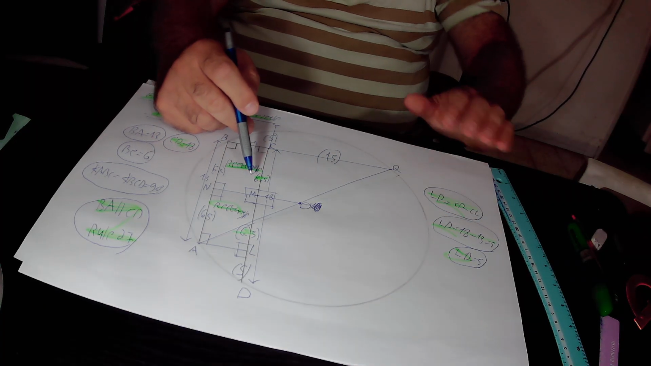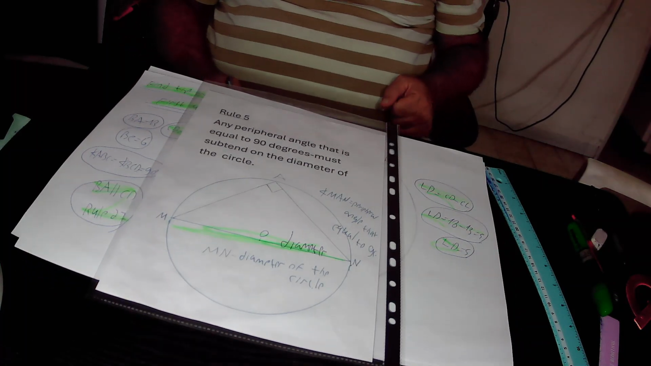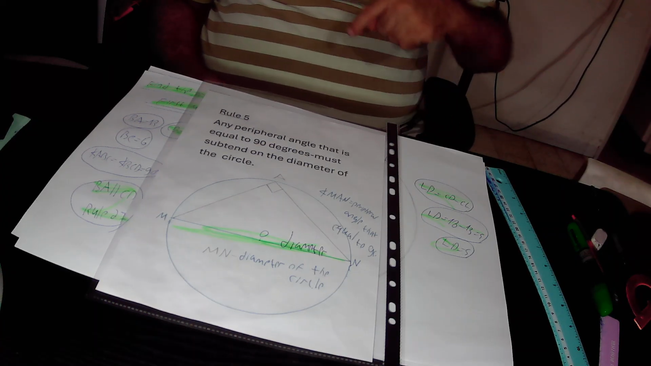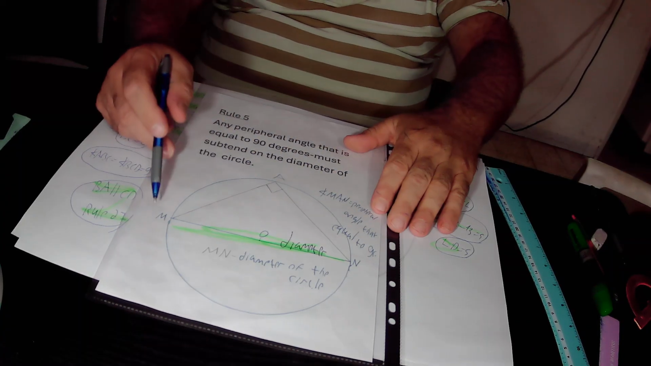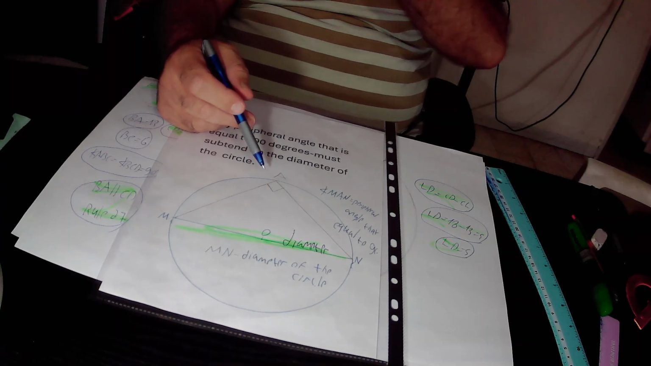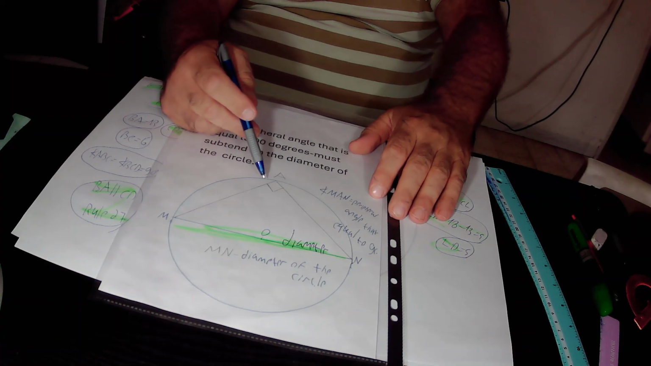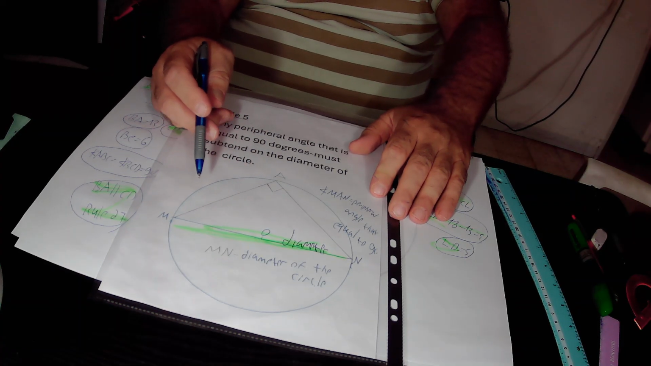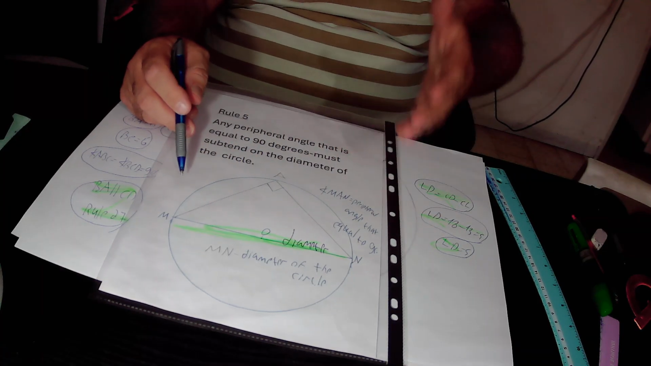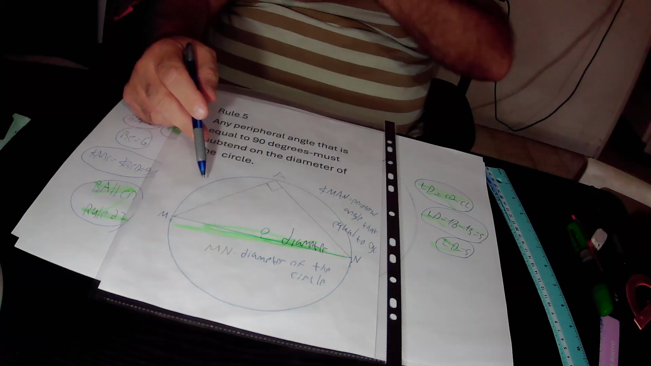So we can implement rule 5 here. Repeat quickly rule 5. According to rule 5, any peripheral angle that is equal to 90 degrees in its size must subtend on the diameter of the circle. In the drawing, we have a circle. This is peripheral angle MAN that is equal to 90 degrees, and therefore, according to rule 5, peripheral angle MAN, that is the right angle, must subtend on the diameter of this circle. And indeed, peripheral angle MAN subtends on MN, that is the diameter of this circle.